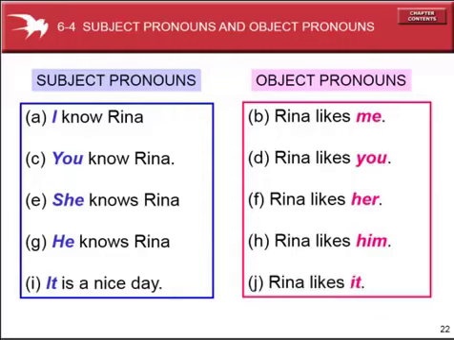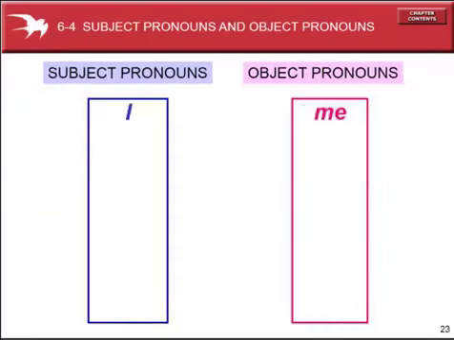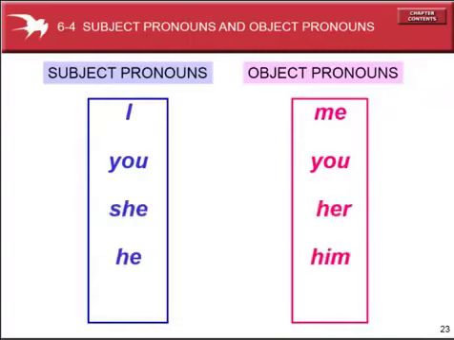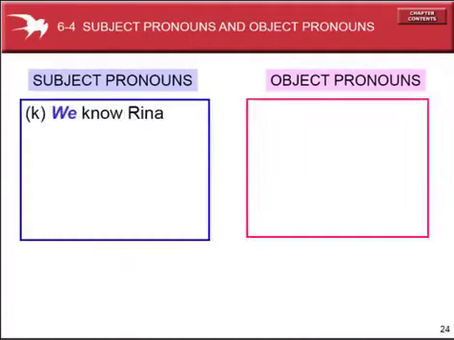Rina likes it. It is also the objective form of it. So now, subjective pronouns and objective pronouns. I is a subjective. Me is the objective. You is a subjective. You is also the objective. She is a subjective form. Her is an objective form. He is a subjective. Him is objective. It is a subjective and it is also used as the objective form.